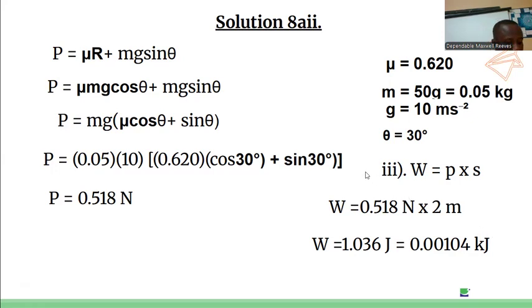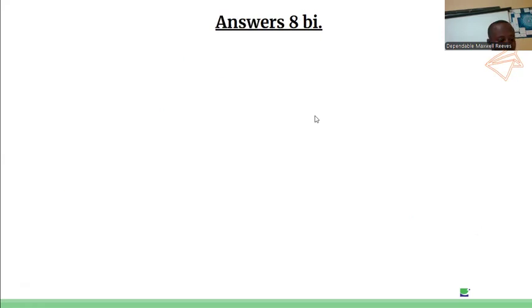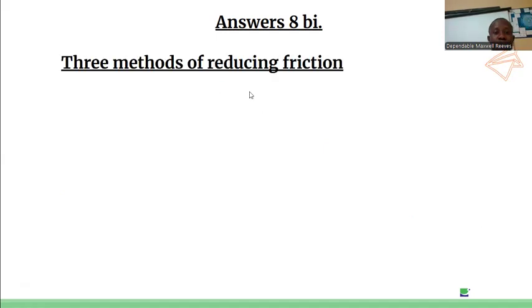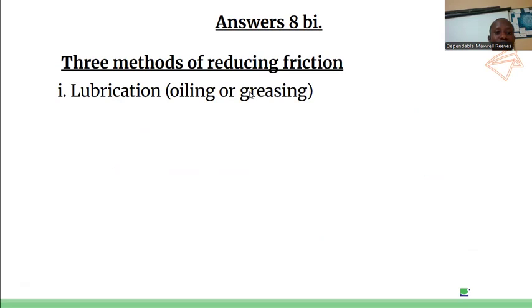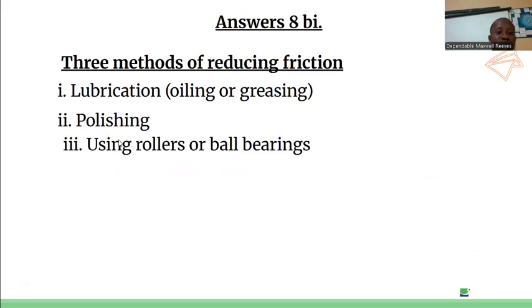Now, let's move to question 8B. Question 8B asks us to list 3 methods that we use in reducing friction. The first method is lubrication. Lubrication means either oiling or greasing. We have polishing, and we have using rollers or ball bearings. So these are 3 methods that we use in reducing friction.